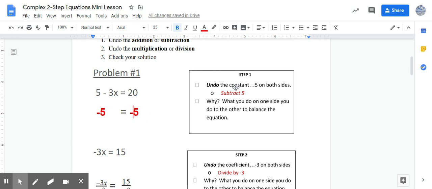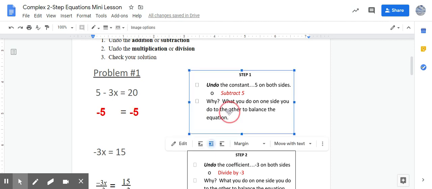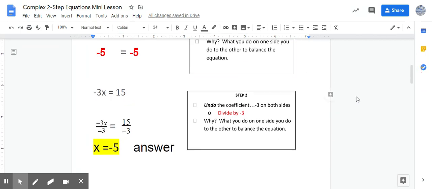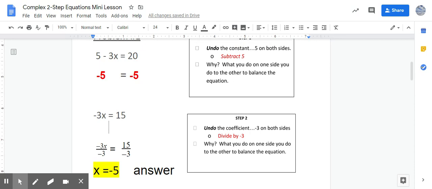We're going to undo the constant, and we're going to do minus 5 on one side and minus 5 on the other, right? What you do on one side of the equation, you do to the other side, which is balancing it out. We are left with -3x because +5 and -5 cancel themselves out. So we're having -3x equals 15.